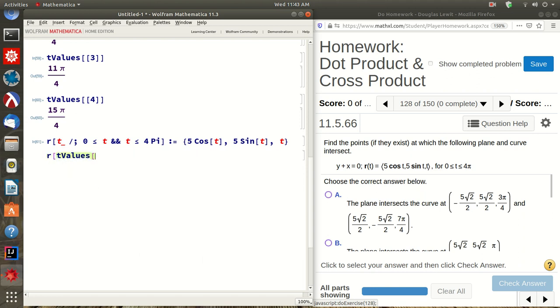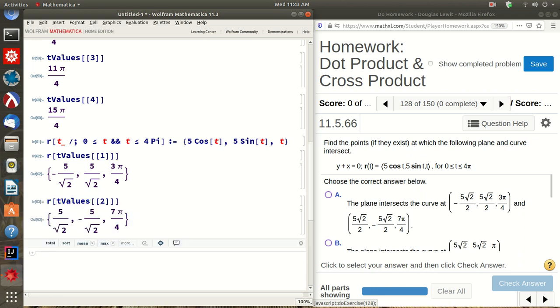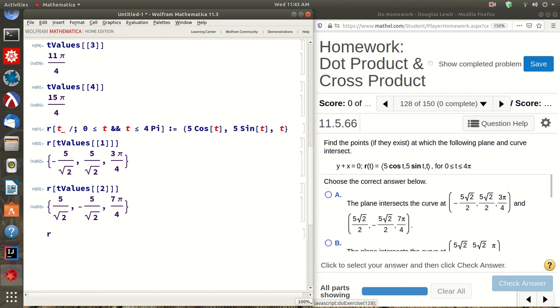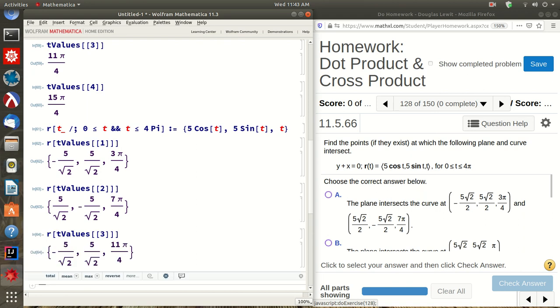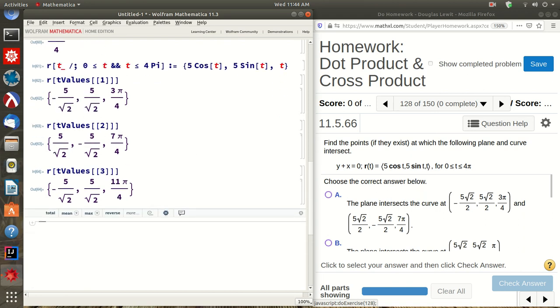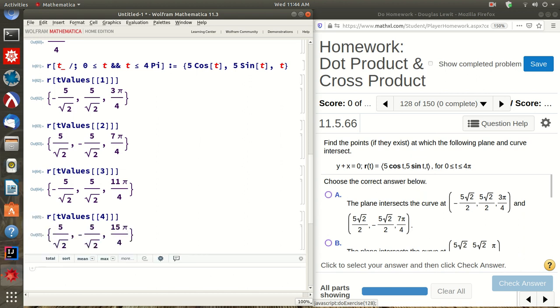Okay. R of t values 1. Okay. R of t values 2, R of t values 3, R of t, whoops, Mathematica is case sensitive, R of t values 4. Okay, these are my 4 answers.